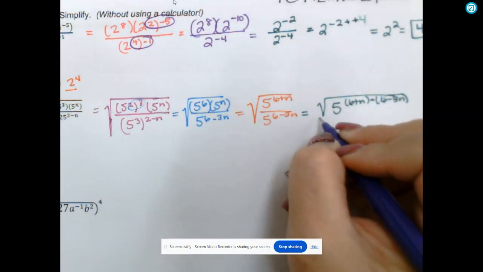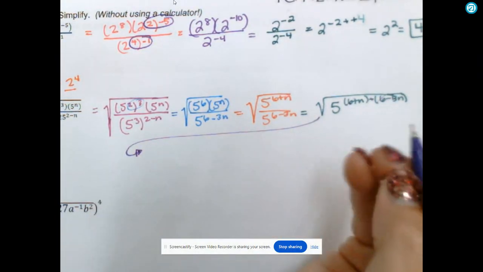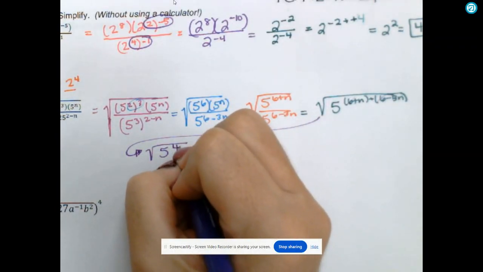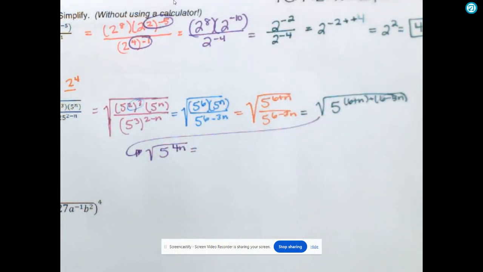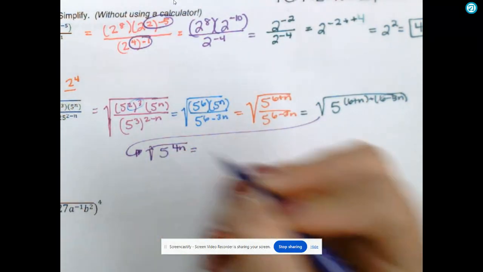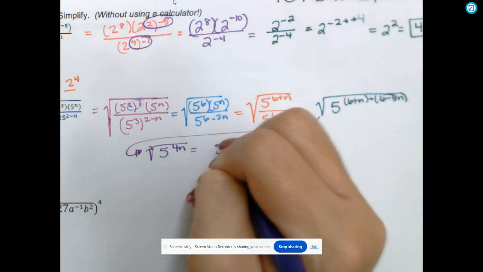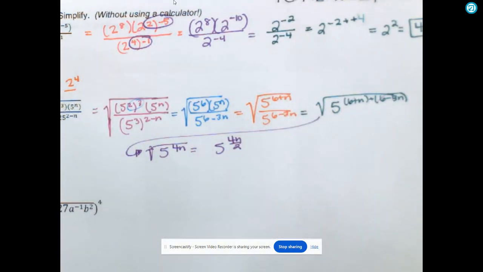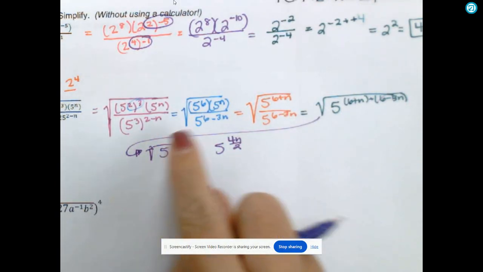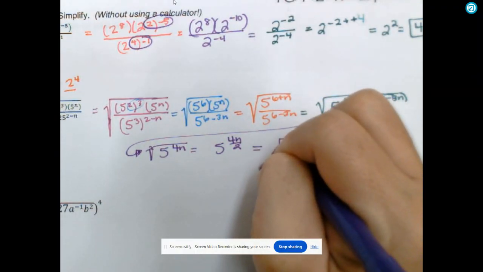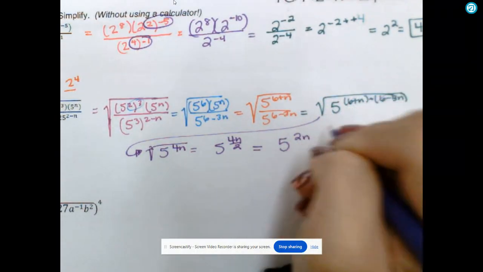So that's going to give me, I'm going to go back down here, y'all. That's going to give me the square root of 5 to the 4n. And we're going to even simplify a little bit further. We don't leave that radical there. So remember, if there's no number here, it's an understood 2. So I can write this as 5 to the 4n over 2. Square root, same thing as the 1/2 power, so 5 to the 4n over 2, which ultimately gives me 5 to the 2n.